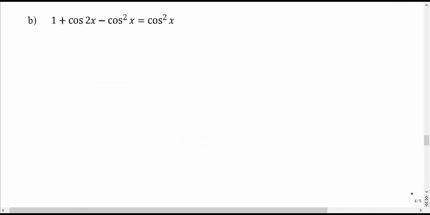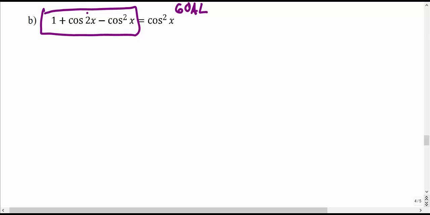We want to verify that this equation is an identity. We have 1 plus cosine of 2x minus cosine squared x, and we want to show that that is equal to cosine squared x. We're going to start with the side that's more complicated, and we're going to show that we can get it to be equivalent to cosine squared x.